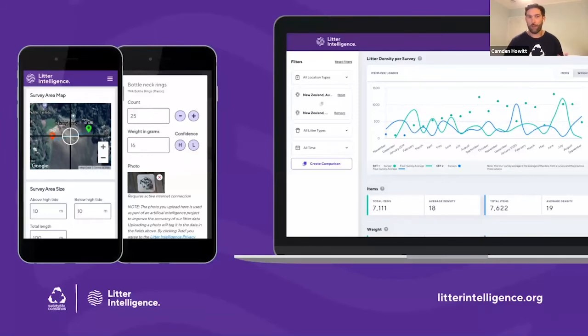So we have a web app that's accessible on mobile or any device, and then we have a website, litterintelligence.org. So I encourage you all to have a look at that and engage with the data, filter it, make comparisons and things like that, because this is what our citizen scientists do, but it's also what our politicians do and our government agencies do.